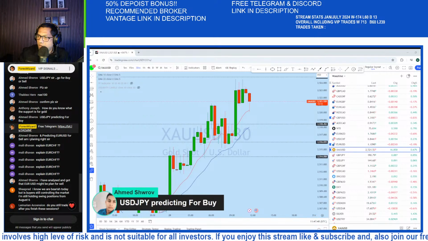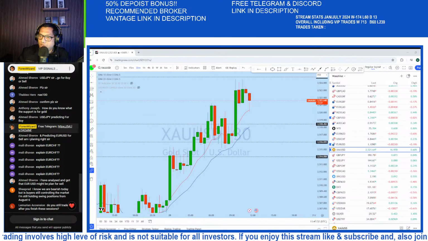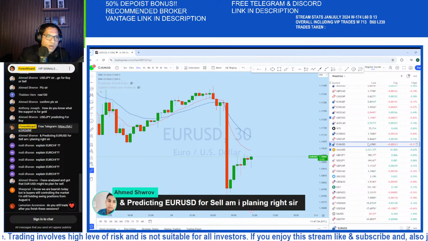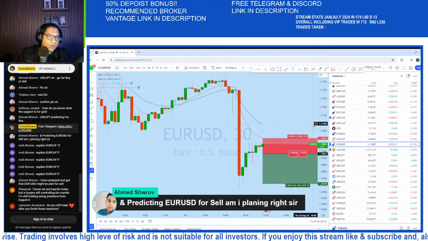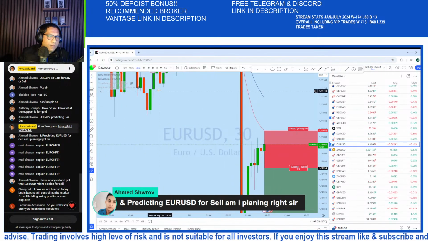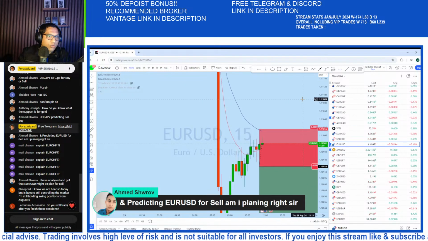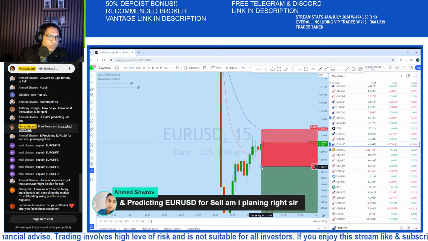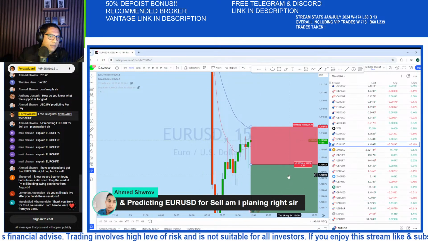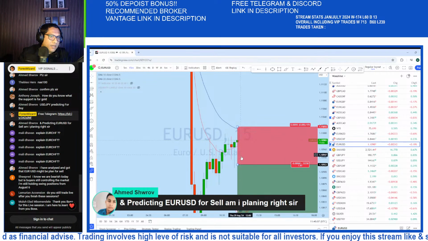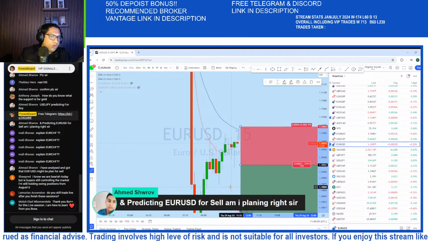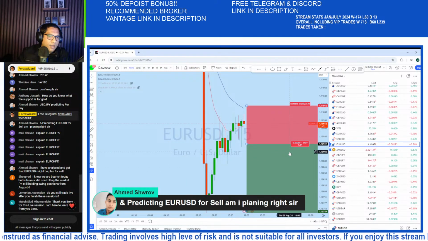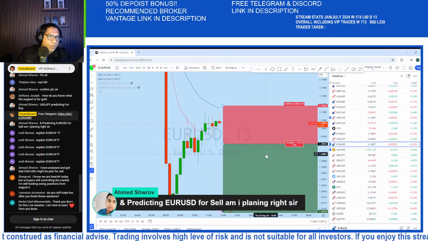Dollar yen. Pending Euro USD for sale, I'm planning for right now. Okay, so Euro USD is in a very turmoil. We can see that again, it's trying to bounce. Didn't like that approach on Euro USD. Let's see what's happening. It dropped, and then again looks like it might grab more liquidity or drop back down again. It's in a very narrow range at the moment.